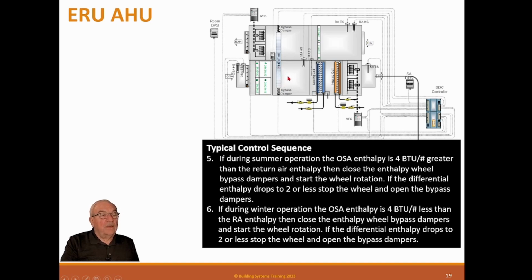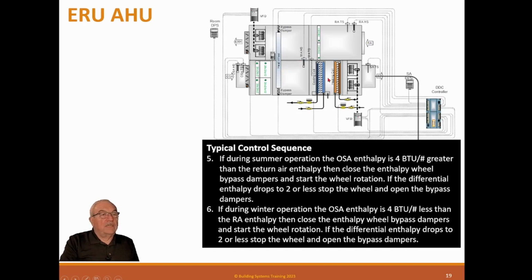During winter operation, the outside air enthalpy is 4 BTU per pound less than the return air enthalpy, then close the enthalpy wheel bypass dampers and start the wheel rotation. The differential enthalpy drops to 2 or less, stop the wheel and open the bypass damper. So basically, it's not an economizer, of course. We're just starting this enthalpy wheel if there's energy to be captured. You know, if these are two of the same temperature, there's no energy to be captured, we won't start the wheel.